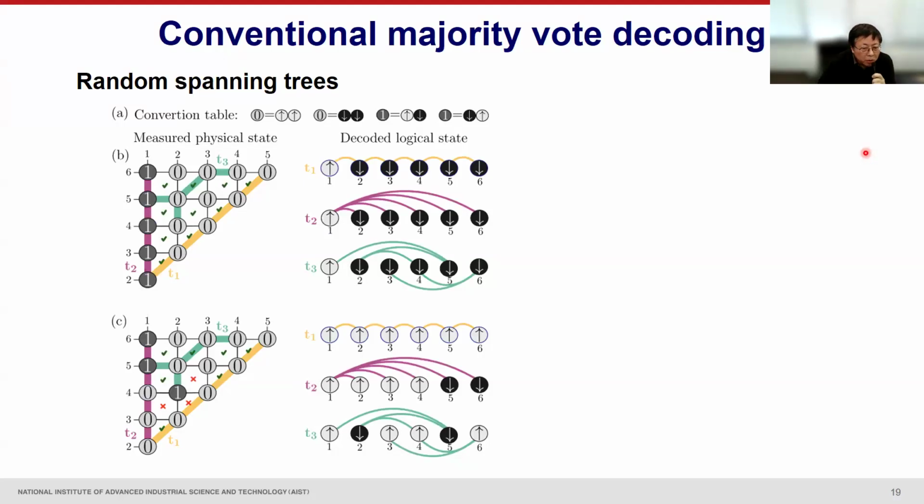This is a conventional majority vote decoding scheme. It uses random spanning trees for majority vote decoding. In this case, fairness was ensured by randomization of spanning trees.